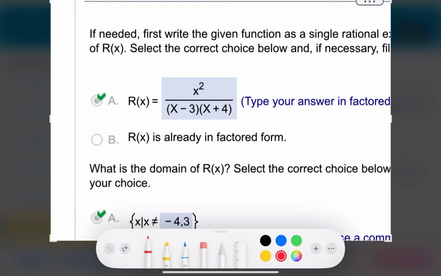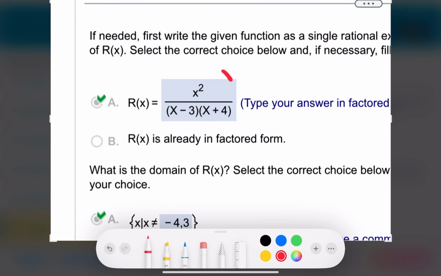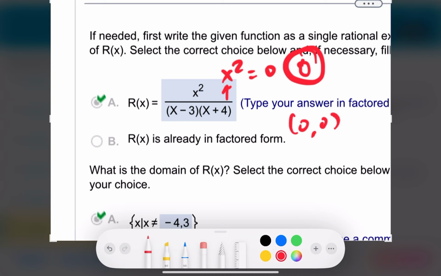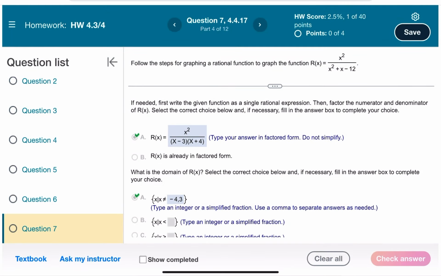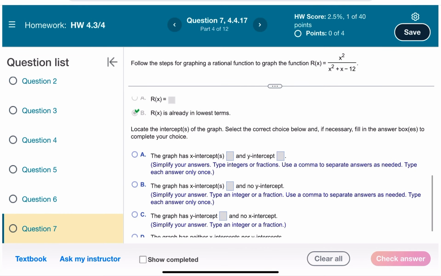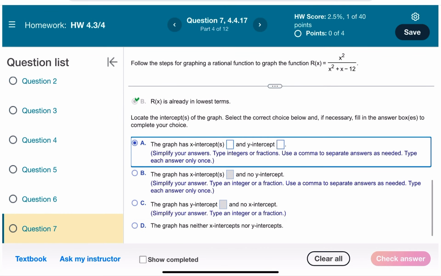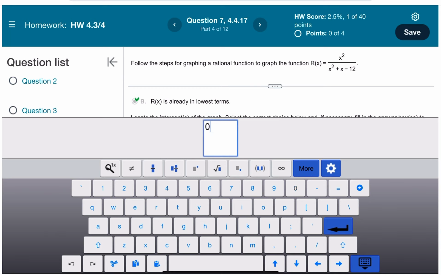So now we have our y-intercept at (0, 0). Now, we need our x-intercept. If you look at the notes, for the x-intercept you set your numerator equal to 0. So what value of x squared gives me 0? Well, there's only one. It's only going to be 0. Okay? So you really just have one x-intercept and one y-intercept, and it's really just 0. So if we go down here, it has an x and a y-intercept, and they're both 0. It says to enter an integer, so just 0. No x or y.